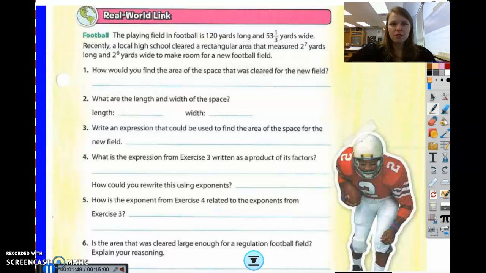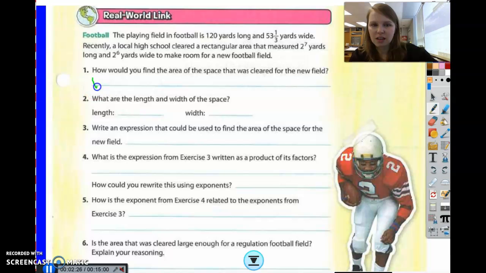So for this real-world link, it says here the playing field in football is 120 yards long, 53 1/3 yards wide. Recently, a local high school cleared a rectangular area that measured 2 to the 7th yards long and 2 to the 6th yards wide to make room for a new football field. How would you find the area of a space that was cleared here? Okay, when we're finding area, what do you think the formula for area is? Isn't that length times width? So how would you find the area?